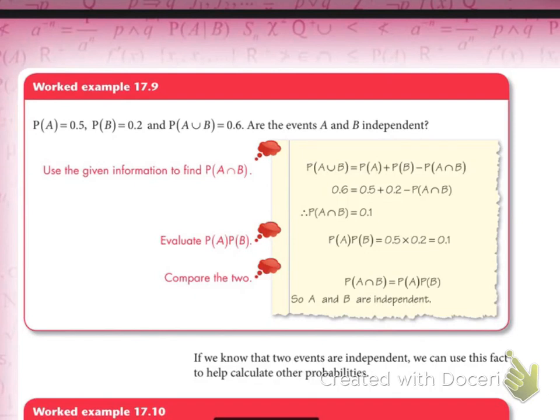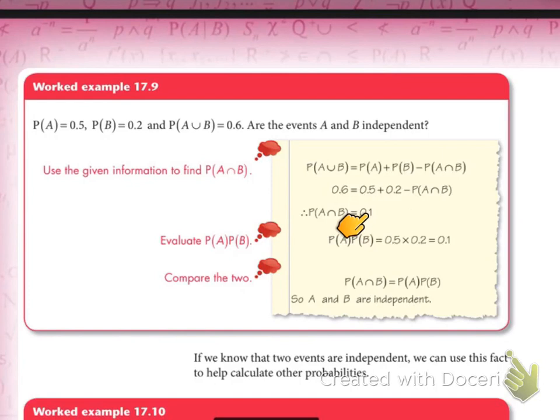So you have to use the formula from last lesson that says the union is the probability of A plus the probability of B minus the probability of the intersection. And you have to solve for the intersection. Because they gave you all the numbers, 0.6 equals 0.5 plus 0.2 minus the probability of the intersection. And so the intersection is 0.1.